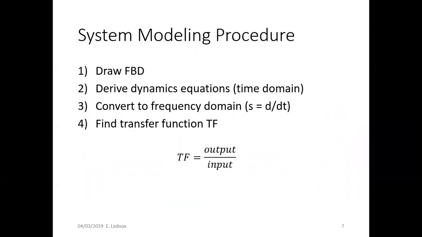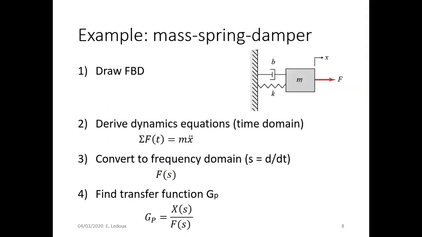So for the modeling, first you draw a free body diagram, then derive dynamics equations, then convert to frequency domain, then find the transfer function. So there's a mass spring damper example that we'll do here. There are other examples in the notes too, the chapter 6 controls notes that are uploaded along with the PowerPoint.